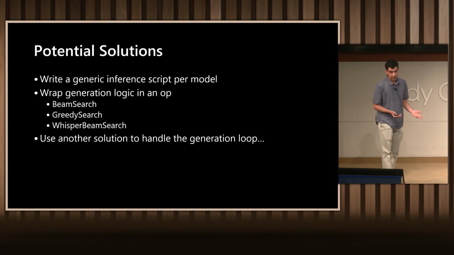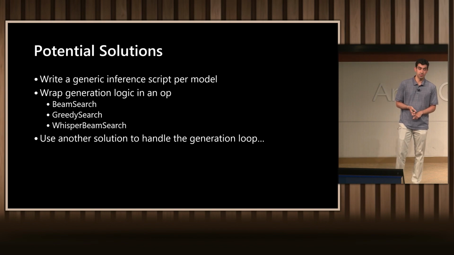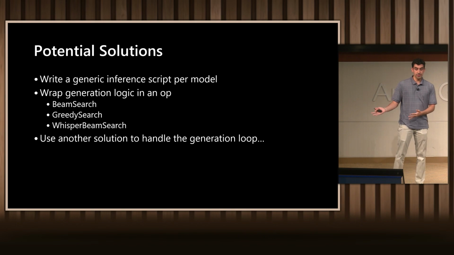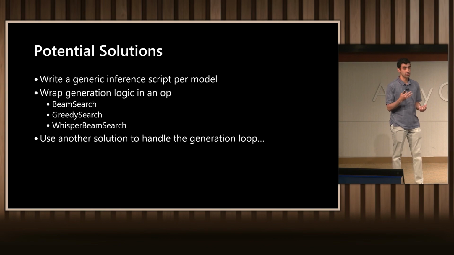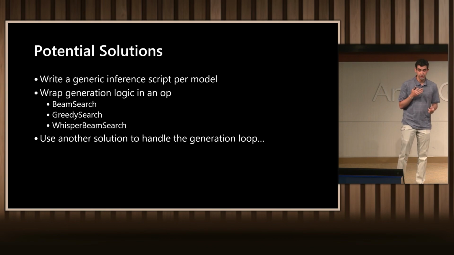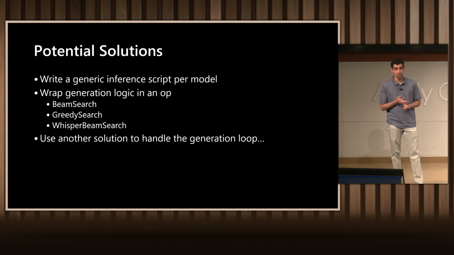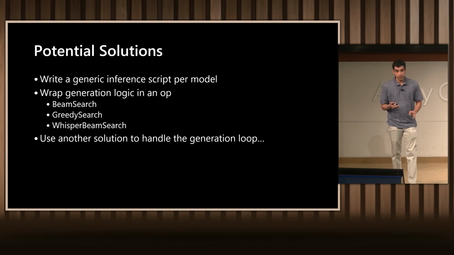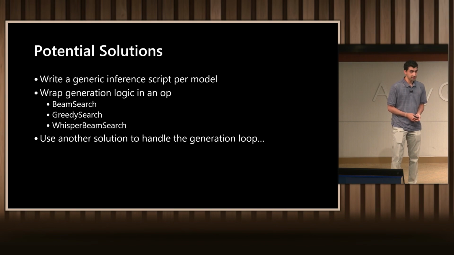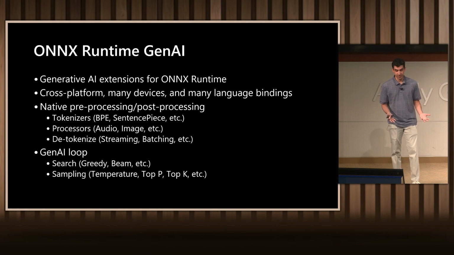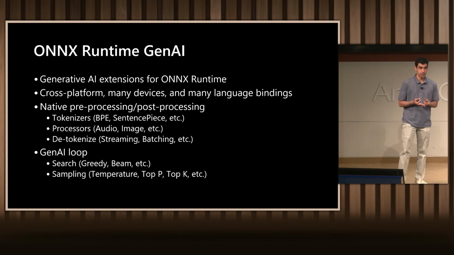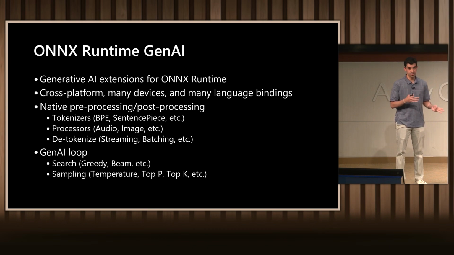So what can we do about that? Well, we could write a generic inference script per model. We saw the ORT script, we saw the Optimum script. We could use that and try to make that more generic. We could also try to wrap the generation logic in an op. So in ORT, you might have seen previous iterations where there might be a beam search op or a greedy search op, or sometimes there's even model-specific generation ops like Whisper beam search. Or we could use another solution to handle the generation loop. And that's where ONNX Runtime GenAI comes in. So it's basically generative AI extensions for ORT. It's also cross-platform, available on many devices, and it has many language bindings, just like ORT does.